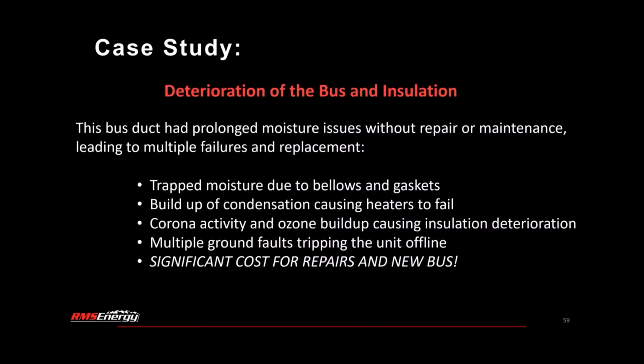So this compounded the issues with moisture, led to significant corona activity and tracking within the bus duct and ozone buildup. They caused deterioration of the insulation. Eventually, this unit couldn't stay in service. It had regular ground faults, tripping the unit offline, so it had to be repaired.